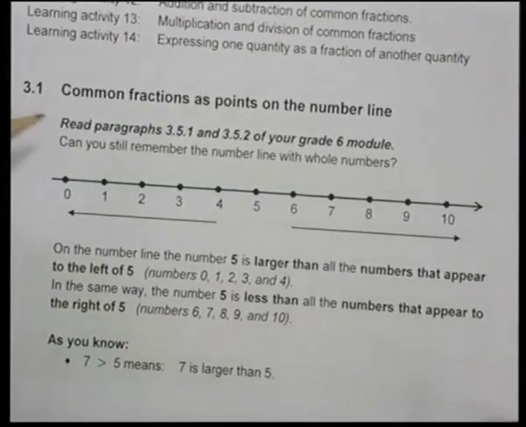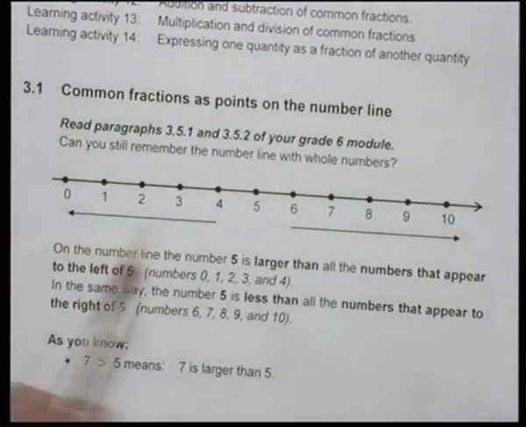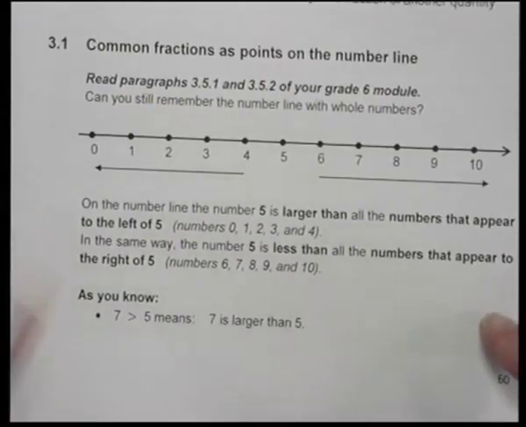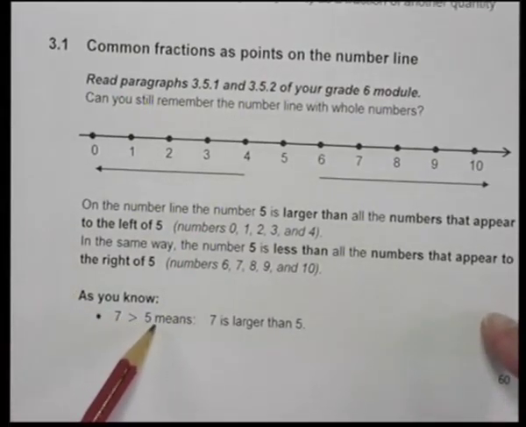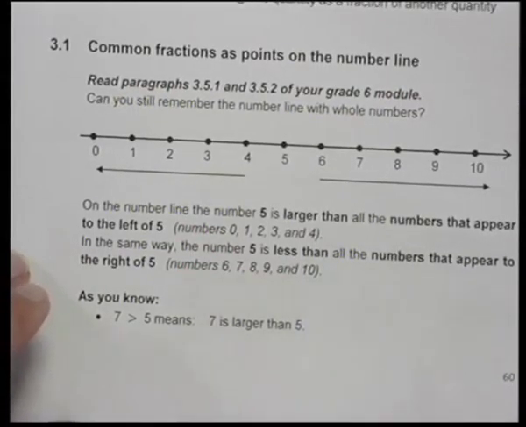The common fractions on the number line. Let's go through this, number 3.1. The common fractions as points on the number line from 0 up to 4, and then they have up to 10. So all those whole numbers that you see there. And as we know, 7 greater than 5 means 7 is larger than 5. 7 is more than 5.